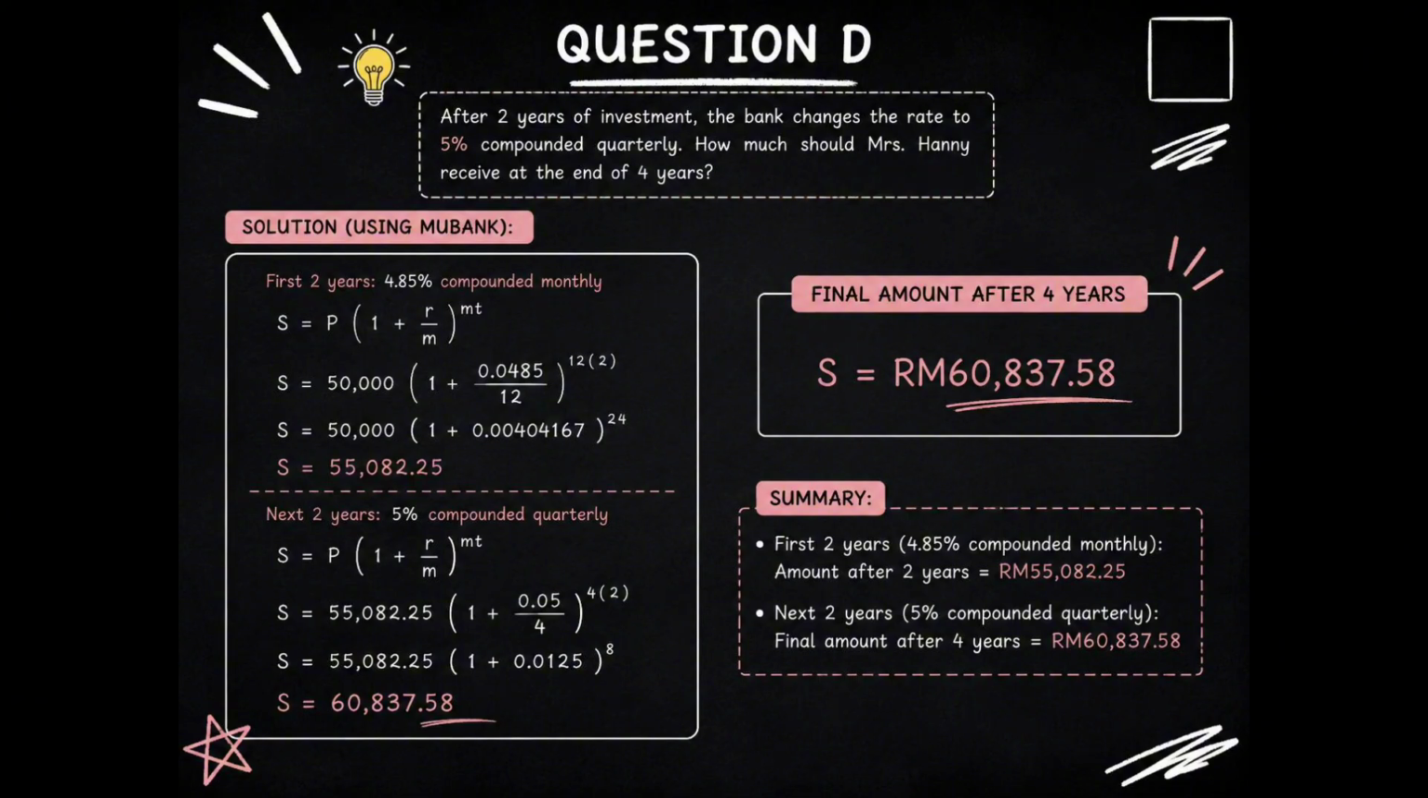Therefore, at the end of the 4 years investment period, Ms. Hanis will receive 60,837 ringgit and 58 cent.